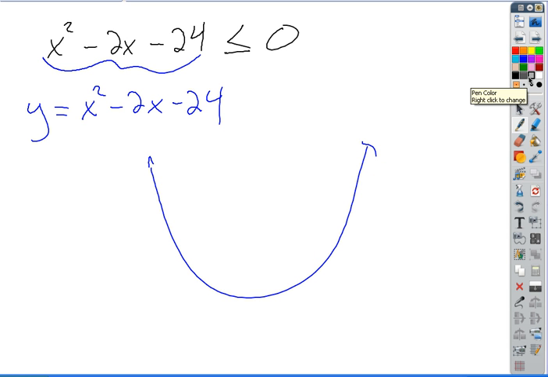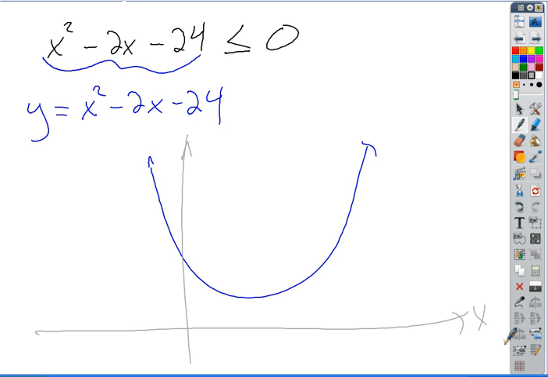Okay, well, in this inequality, we're trying to find the values of x that make this whole quantity less than or equal to 0. But remember that this whole quadratic expression is just giving us back the y values, right? Now we know that the y-axis is the vertical axis. So if I were to put some axes on here, and I don't know if these are in the right places or not, I don't really have to know. But I know that y is a vertical quantity.